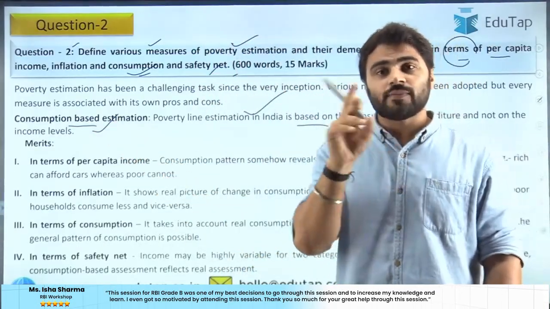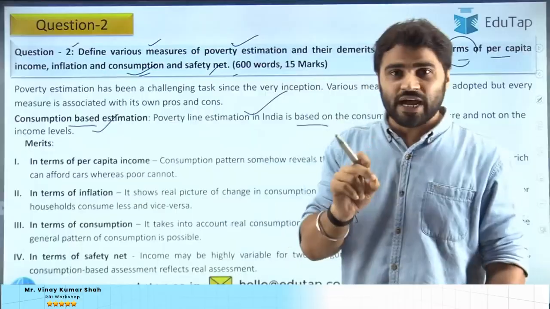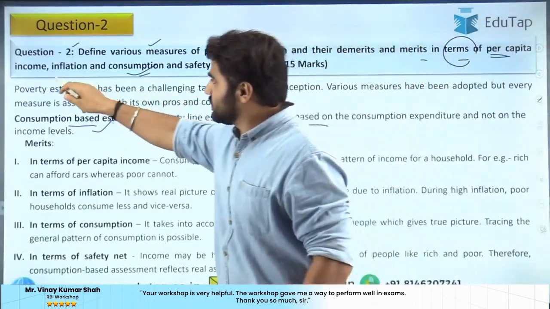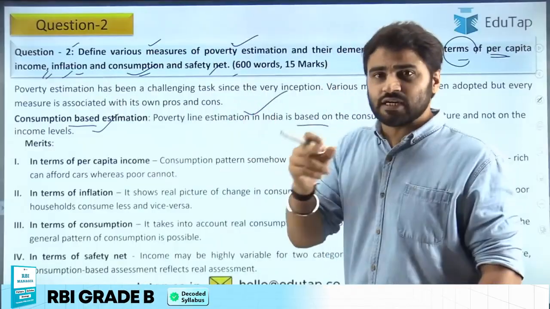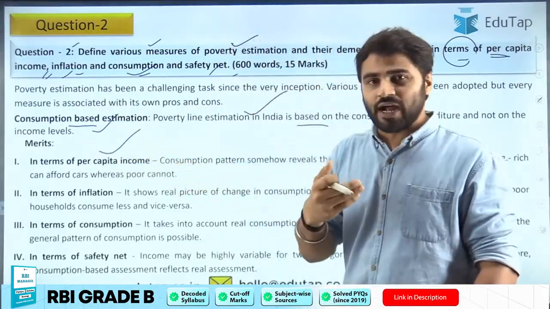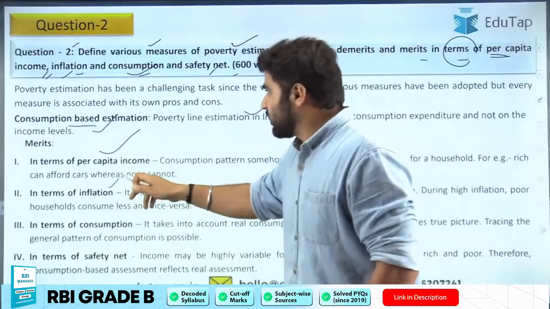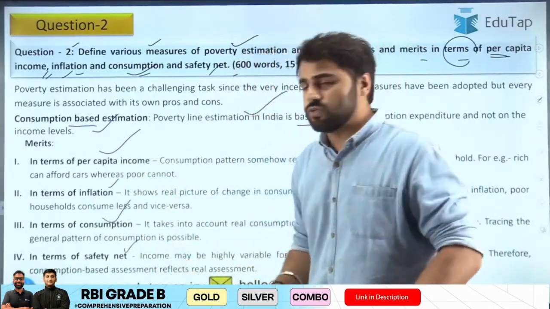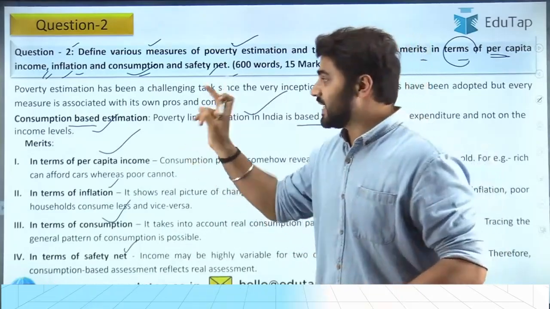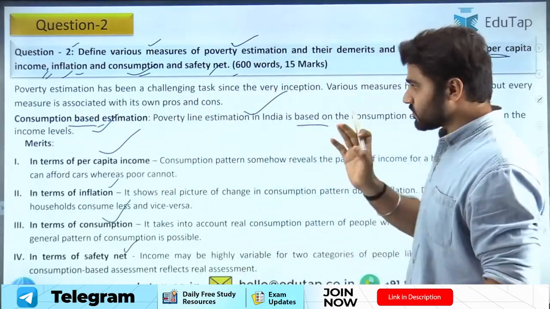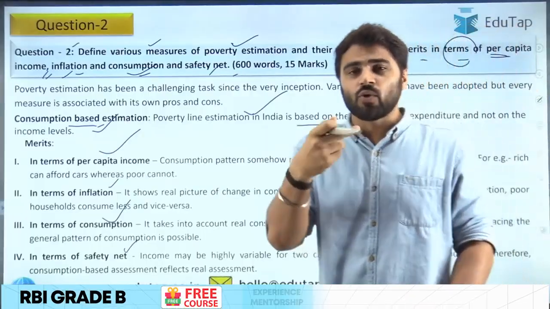And guys, when we talk about merits and demerits, we have to give the merits and demerits under these headings, the words which are mentioned in the question. So in terms of per capita income, you have to mention the merit. In terms of inflation, you have to mention the merit. In terms of consumption, in terms of safety net, you have to mention the merits related to consumption based estimation, right? I hope you are getting how you need to decode the question.